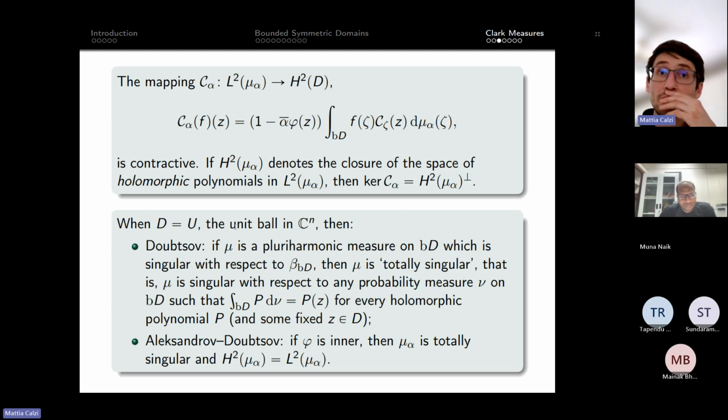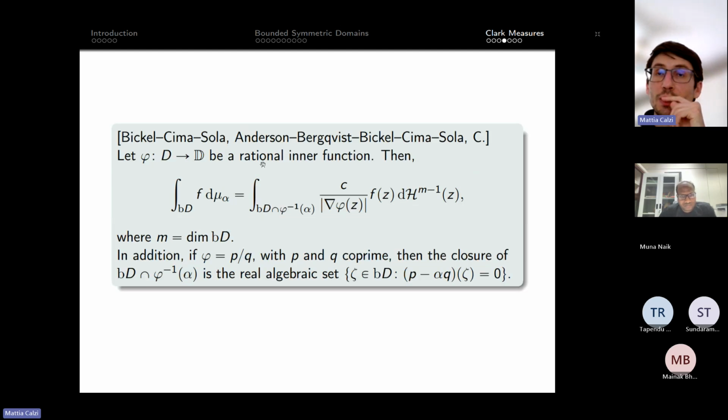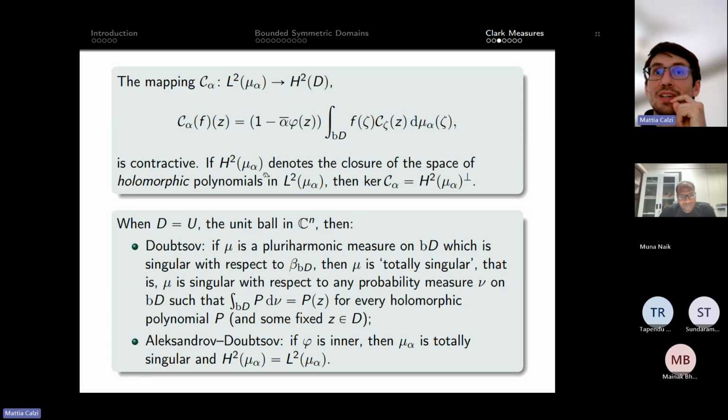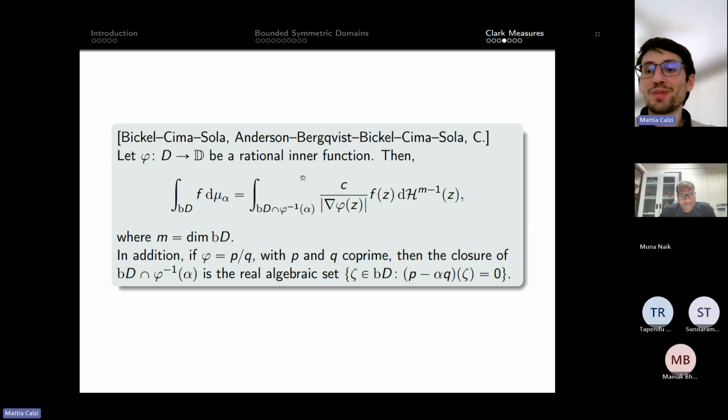So in the case of the unit ball, there are a couple of papers that I'm aware of. There are some papers in the case of the polydisc, but they are mainly devoted to rational inner functions. And for more general domains, almost nothing. They are essentially what I told you, not much more, that I am aware of.